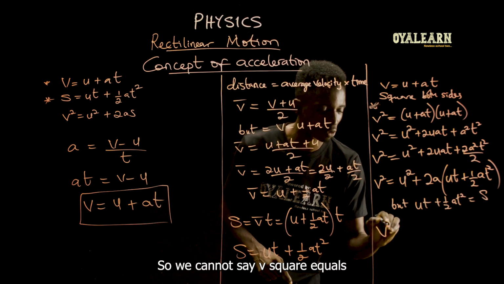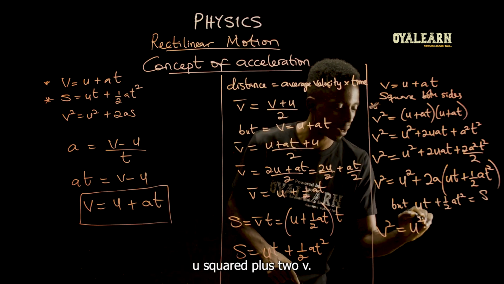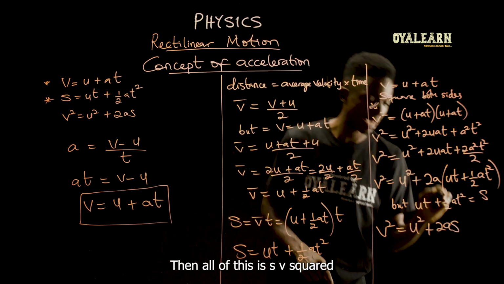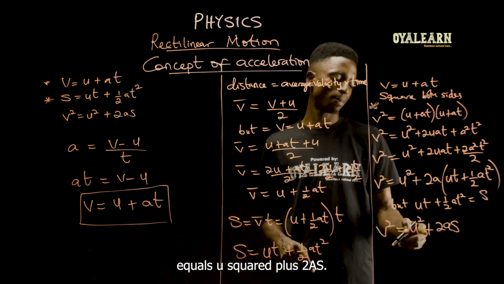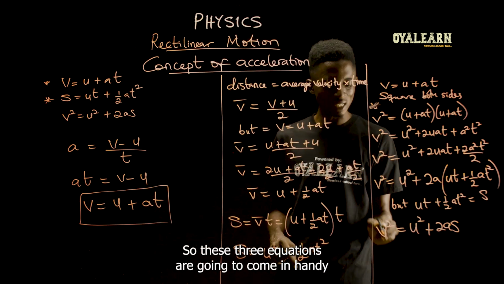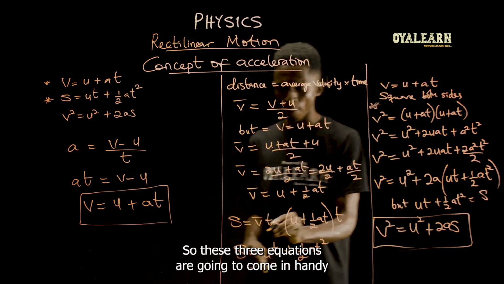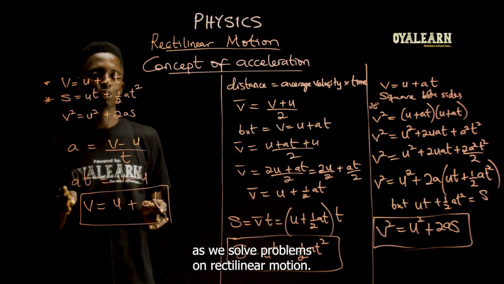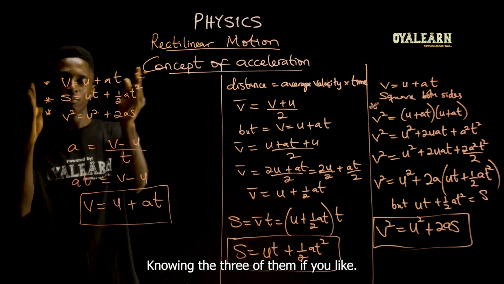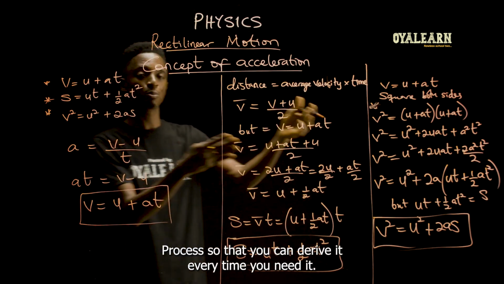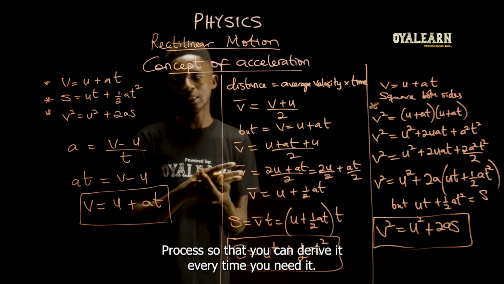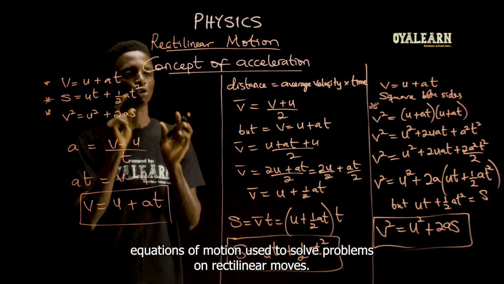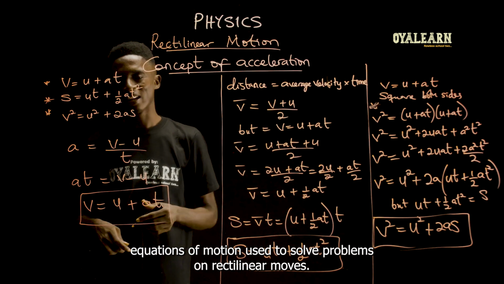So we can now say v squared equals u squared plus 2a, then all of this is s. v squared equals u squared plus 2as. So these three equations are going to come in handy as we solve problems on rectilinear motion. You can start by knowing the three of them if you like, or you just go through this process so that you can derive it every time you need it. But it's easier to just memorize as we go on. But these are the three equations of motion used to solve problems on rectilinear motion.